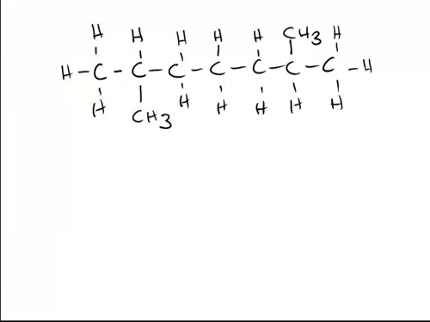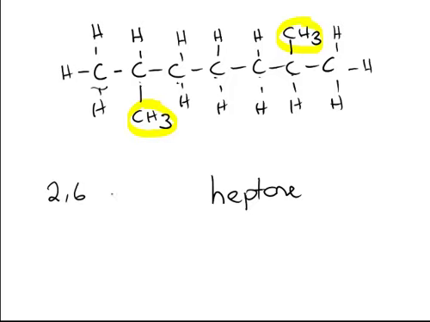Okay, now this is a similar case. If we count them, we've got 1, 2, 3, 4, 5, 6. So the longest chain is 7, so it's going to be heptane. Now we have a methyl group here and here, and that's on the number 2, 3, 4, 5, 6, 1, 2. So it doesn't matter which way we count this, either the right or the left is going to give the same number. So we're just going to write that down as 2,6-dimethylheptane, and that's that one.